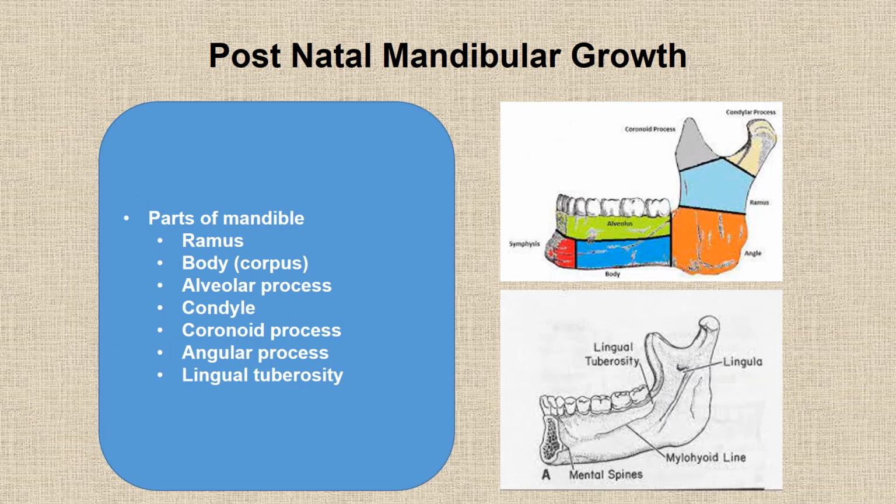Now the mandible can be divided into parts. We have the ramus, we have the body or corpus, we have the alveolar process, we have the condyle, we have the coronoid process, the angular process, and the lingual tuberosity here.